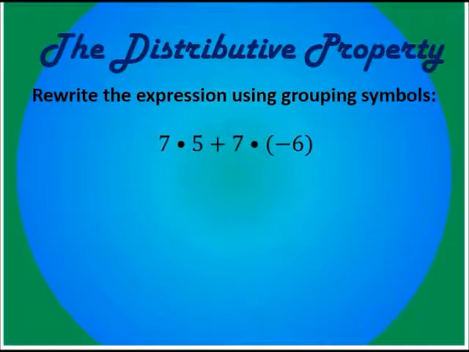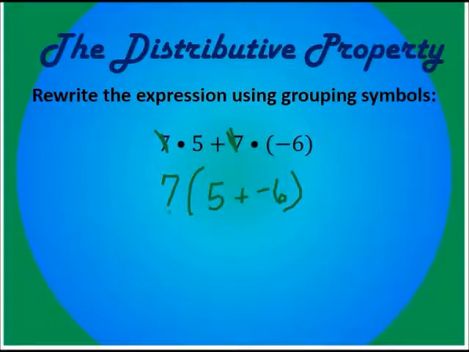Now in this case, we have it all distributed already, and we have to go backwards. The directions are: rewrite the expression using grouping symbols. So we want to go back to the way it was. Now think about what number was outside. The number that gets to visit each number goes outside. So we're going to have a 7 out here. And then if we take these common 7s away, common factors, then we're left with 5 plus negative 6. And there we go. We rewrote the expression using our grouping symbols.